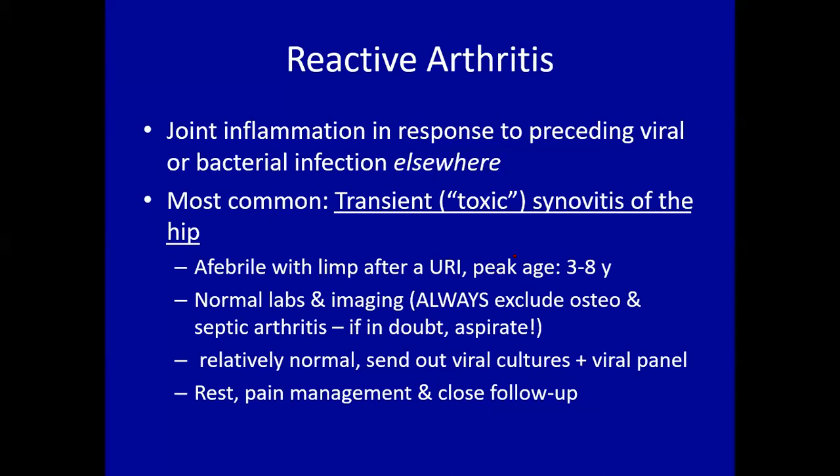Reactive arthritis, so a transient toxic synovitis of the hip. They're going to be afebrile with a limp after a URI. So they have this history of preceding viral infection, and then they end up with this irritated toxic syndrome. Labs are going to be kind of all over the map. We will want to exclude osteoarthritis and septic arthritis. So if we need to do that, we may need to aspirate and then send out some viral cultures as well.